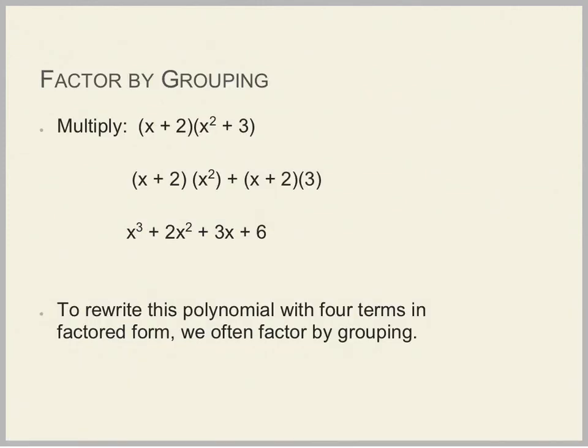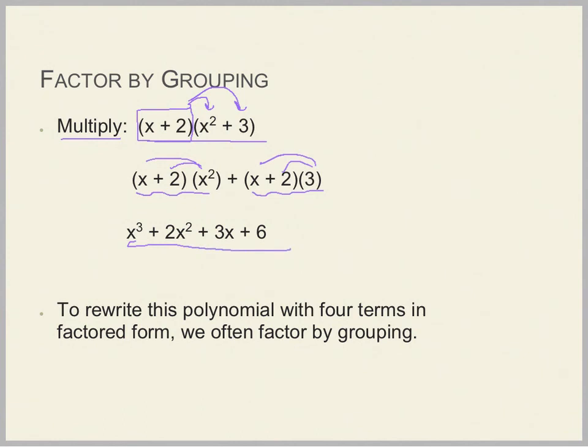Let's investigate the idea of factoring through the use of grouping. If we think back to our multiplication of two binomials, we can see that this x plus 2 must be multiplied by x squared and by 3. And that's what this step is showing us right now. And then that x squared needs to be distributed to the x and the 2, as does the 3. So in multiplying this out, we end up with 4 terms.